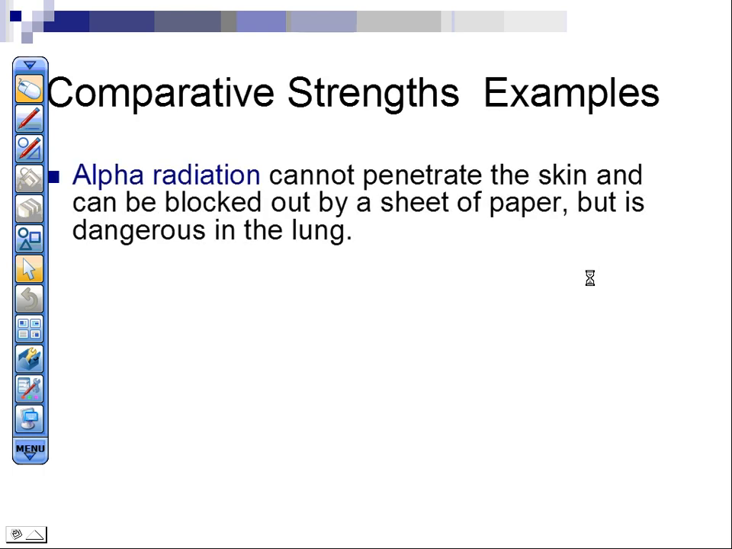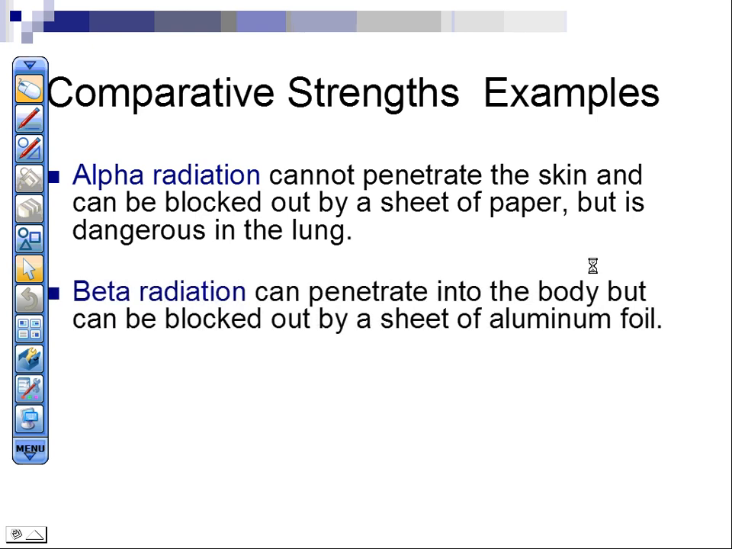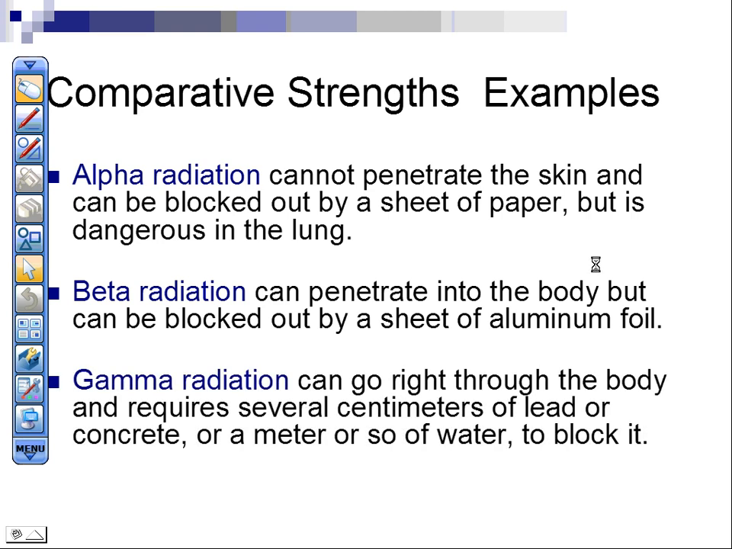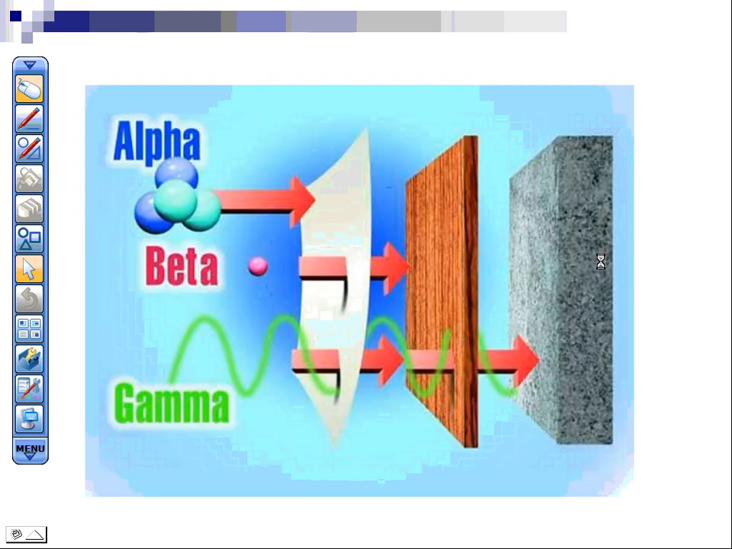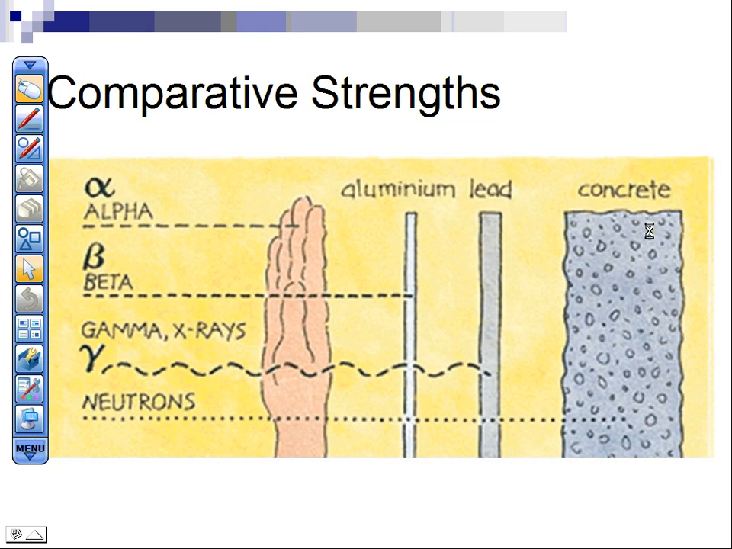Here are some examples. Alpha cannot penetrate the skin and can be blocked out by a sheet of paper, but is dangerous to the lungs. Beta can penetrate the body, but can be blocked out by a sheet of aluminum foil. So it's strong, but not that strong. Gamma, on the other hand, can go right through the body and requires several centimeters of lead or concrete, or even a meter of water, to block it out. The gamma is so small that it can go right through. Beta is a little bit bigger, so it can go through this but not that. And alpha is kind of fat, and it can't even go through a sheet of paper.